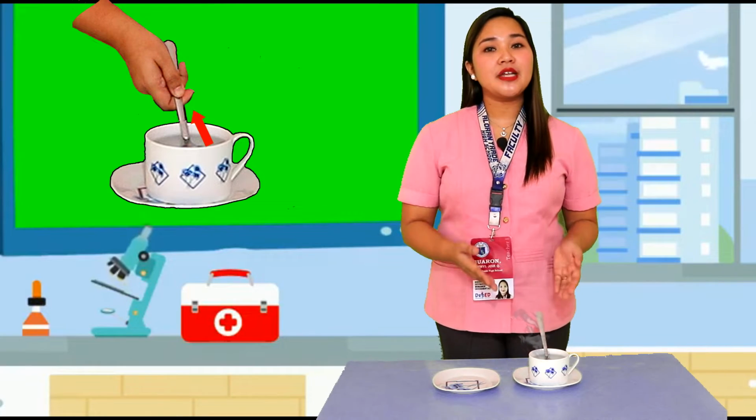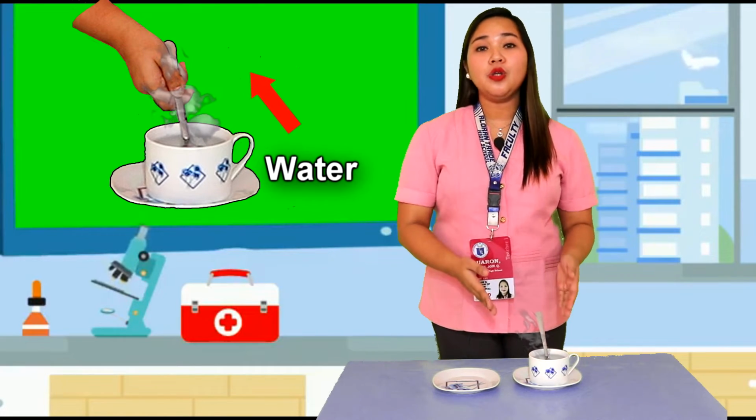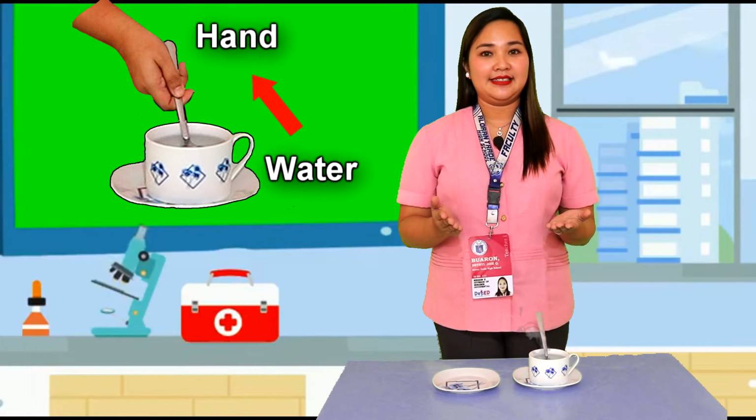In this demonstration, the hot water transferred heat to the spoon, then from the spoon to my hand. The direction of heat transfer is from a hot object, which is the water, to a cold object, which is my hand.